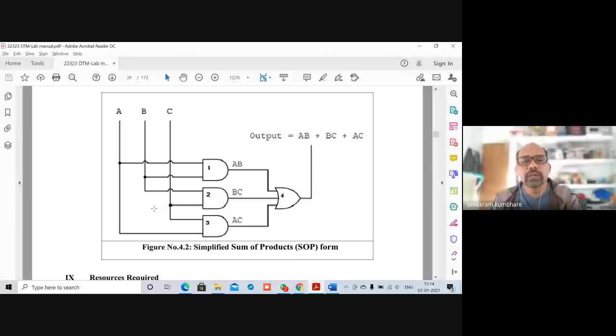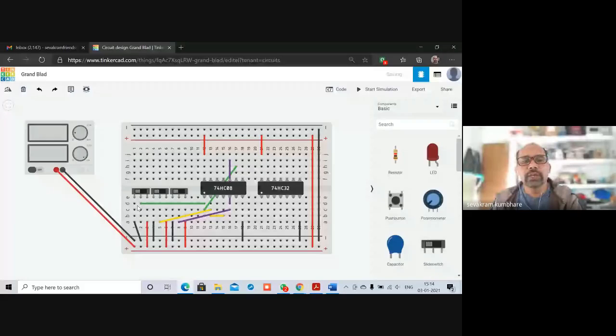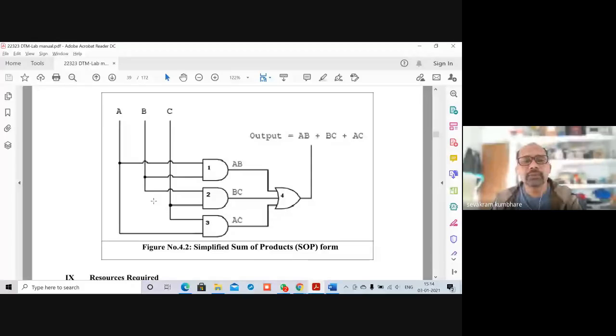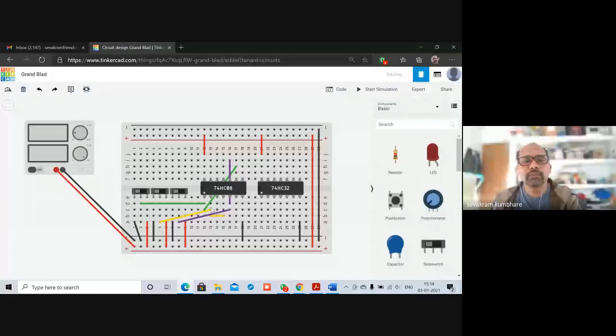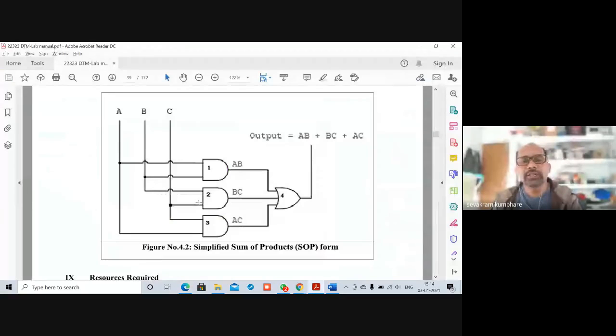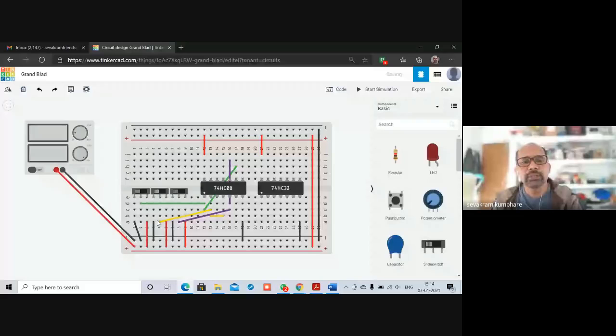Okay. So look at the circuit. Input A, green wire, is connected to gate 1 as well as gate 3. Input B, yellow wire, is connected to gate 1 as well as gate 2. Right? And input C, purple, is connected to gate 2 as well as gate 3. Both.